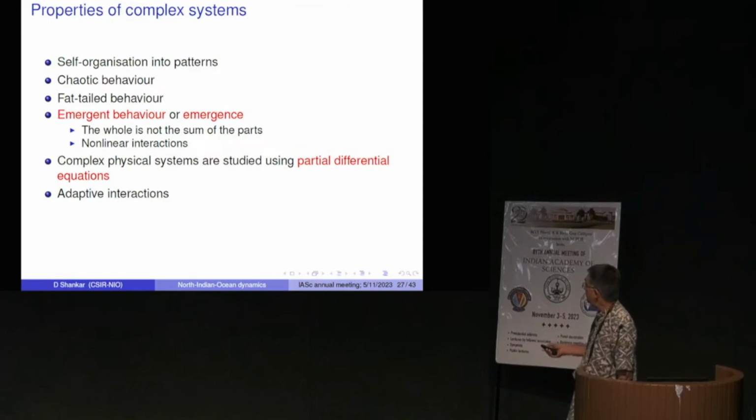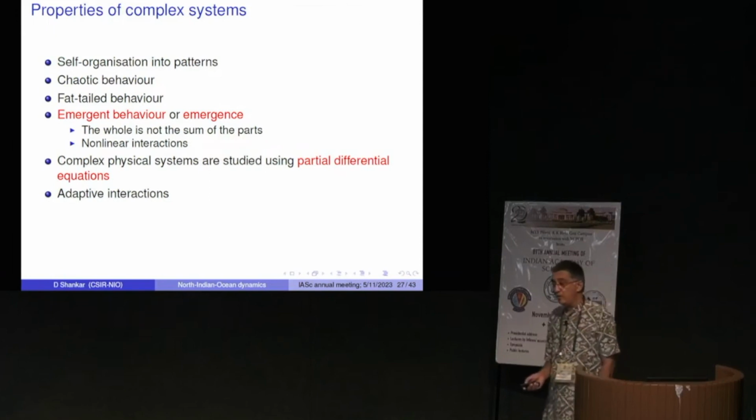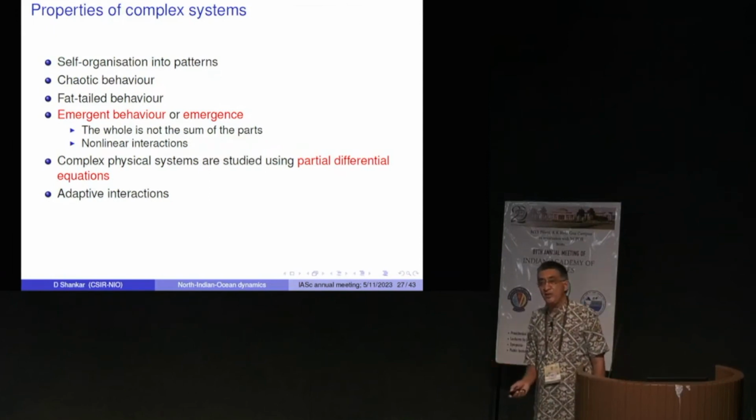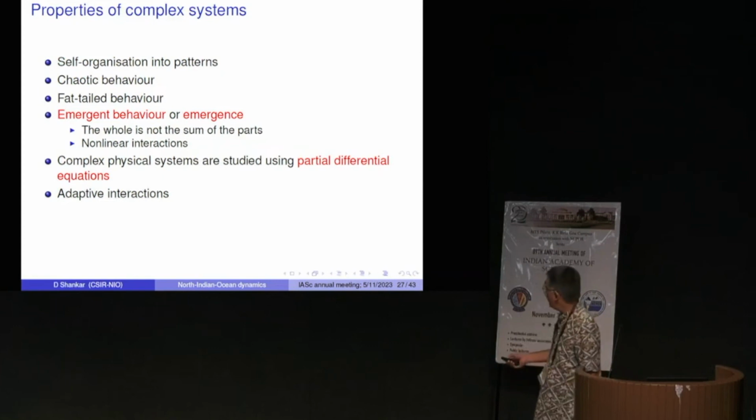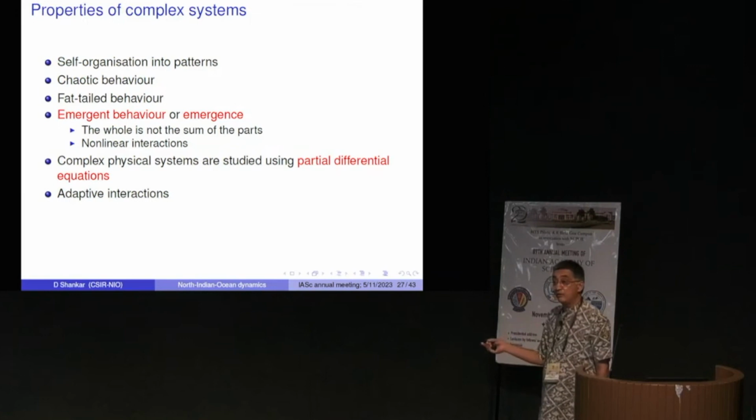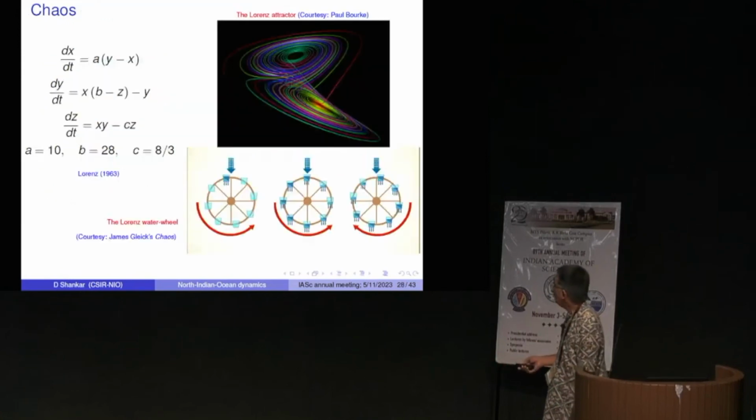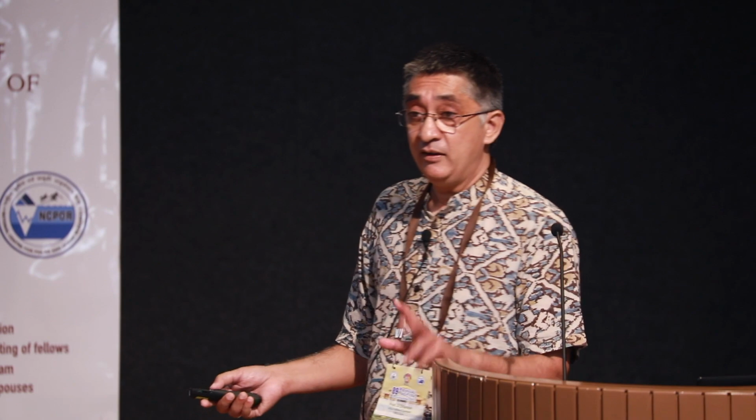Now these complex physical systems are studied using partial differential equations. There's a fairly well-established body of mathematical theory for that. The problem starts when you start looking at systems that are not amenable to that tool. If you look, for example, at certain aspects of ecosystems or stock markets, because of adaptive interaction, the system can adapt, and then the theory of partial differential equations breaks down. I'll look at chaos and emergence very briefly.